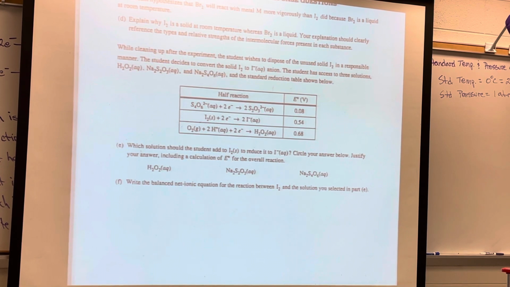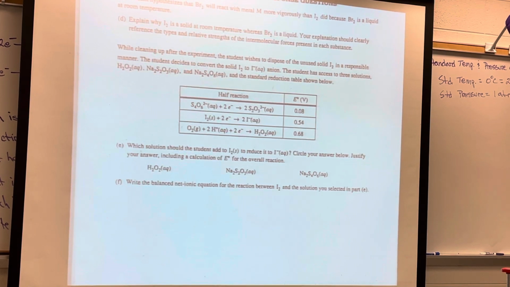Why are iodine's LDFs stronger than Br2's? Somebody else. Iodine's electron cloud is bigger. Electron cloud is bigger, making it more polarizable, causing its LDFs to be stronger than bromine's. Thus, it's a solid at room temperature, whereas bromine would be a liquid.